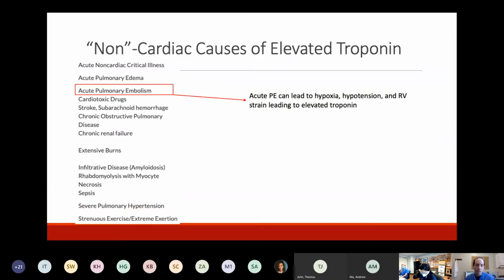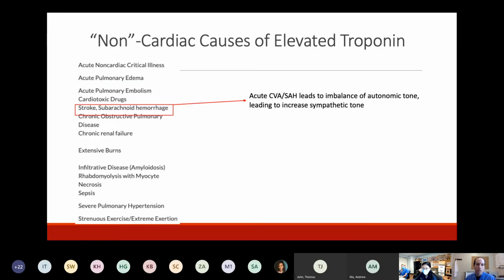People with acute PE typically have elevated troponins. The etiology is thought to be hypoxia, hypotension, and then in severe cases, RV strain, which causes some stress to the myocytes leading to elevated troponins.